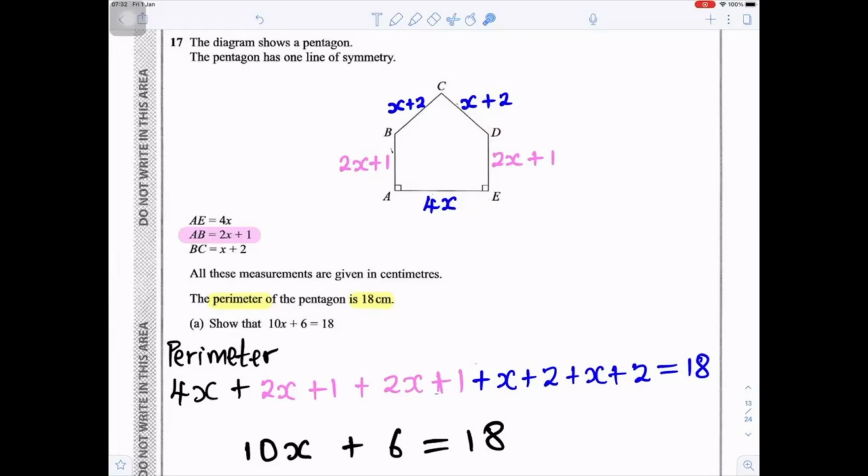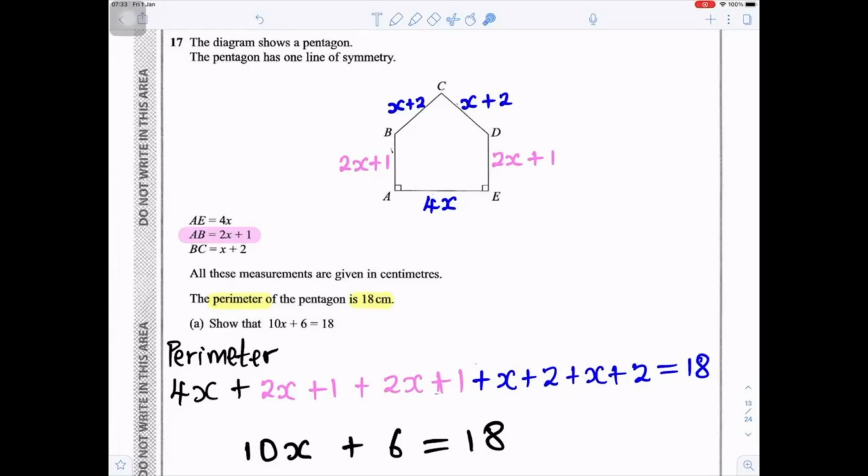All these measurements are given in centimeters. So the perimeter is 18. That means when you add all of those 5 sides, you would get 18. So that means 4x for the first one, plus 2x plus 1, plus 2x plus 1, plus x plus 2, plus another x plus 2. All of that would give you 18, because the question says the perimeter is 18.